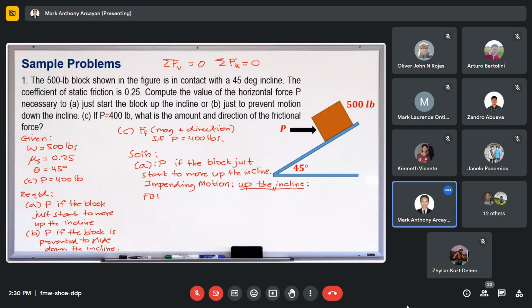So, FBD of the block on the incline. Here we have the weight, downward. The normal force is always perpendicular to the surface. Then since the impending motion is upward, we draw the direction of impending motion, not exactly the direction of motion, because the block has not actually moved, it only has the tendency.